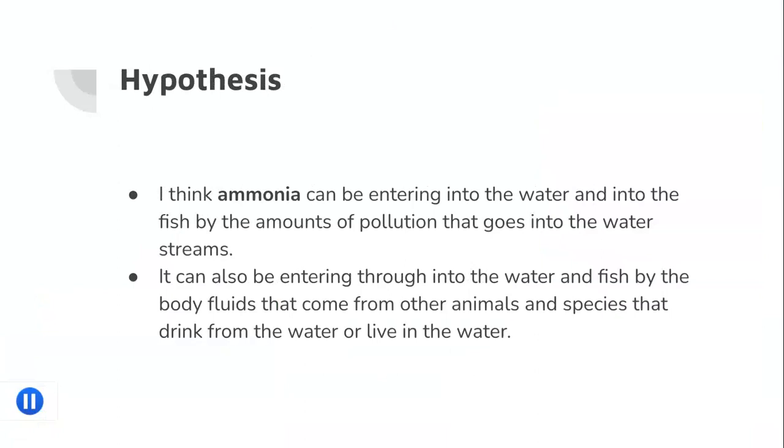And it can also be entering the water and fish by the body fluids that come from other animals and species that drink from the water or live in the water. So if, let's say, a cow was drinking out of the water and it just ate some poop, it would go into the water from the chemicals coming off the tongue into the water. And even just from fish poop, the long stringy parts they eat. Some fish eat the other fish's poop, so that's just causing a bigger buildup in their systems than what they can handle.